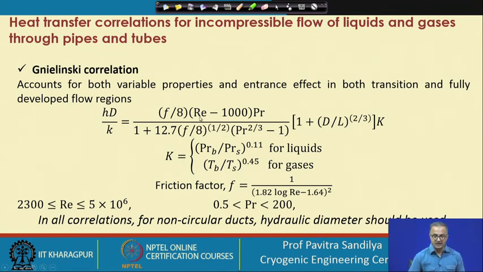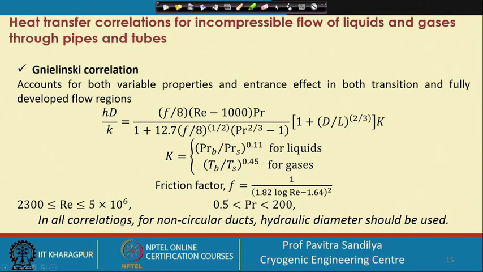In this correlation we again have the Reynolds number, Prandtl number, this D by L ratio, and in addition we have the friction factor and another parameter K. This K is given in terms of the ratio of the Prandtl numbers to the power of 0.11 for liquids, and the ratio of the temperatures of the bulk fluid and the surface to the power 0.45 for gases, and the friction factor is obtained from this particular equation for this correlation. This correlation is valid within this range of Reynolds number and within this range of the Prandtl number.